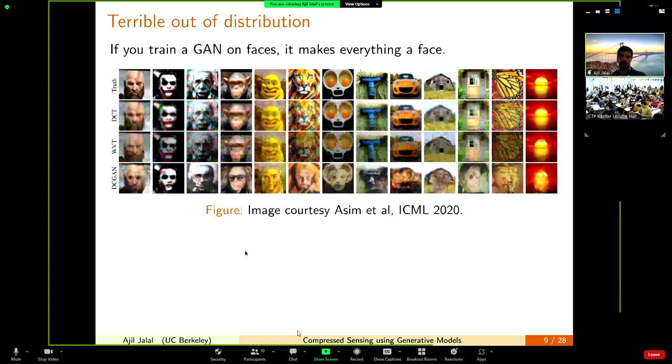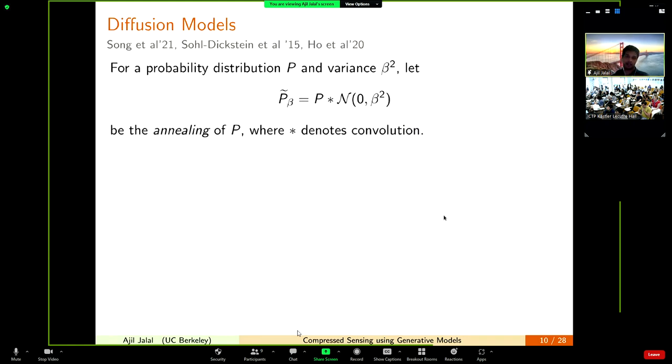And in and around this time is when diffusion models and score-based generative models started becoming more popular. In fact, score-based models were invented around 2018 or 2019, and diffusion models were invented around 2020. And for those of you not familiar with this, I'll briefly go through what a diffusion model is. I won't talk about how it's trained. And the rest of my talk is basically going to argue that we should all be using diffusion models and posterior sampling using diffusion models.